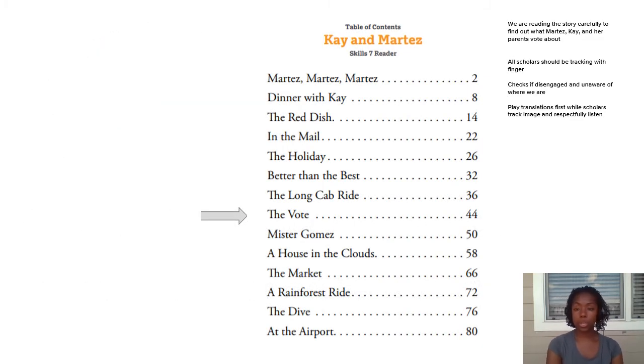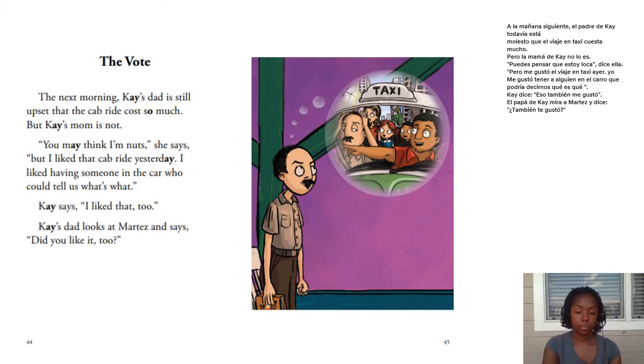Scholars, we're going to read today's story carefully to find out what Martez, Kay, and her parents vote about. I want to make sure that you are trying to read as much as you can independently, okay? So please be sure to pause the video. Read it independently as much as you can. If you don't want to pause the video and you're competitive, mute it and then read it independently with me, okay? If we had our readers, we would be turning to page 44. Remember, I challenge you to pause the video, read independently, or mute it.